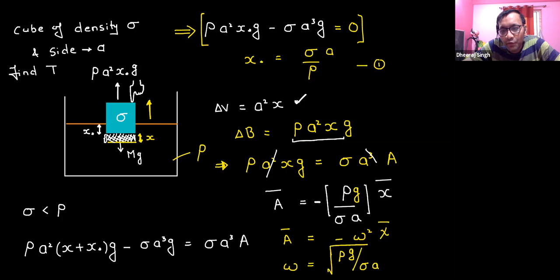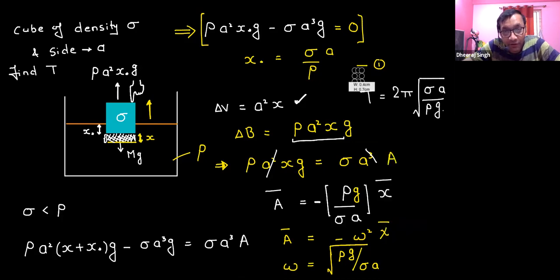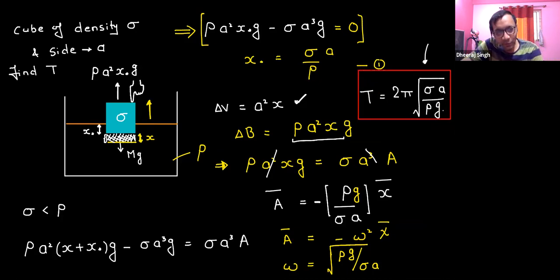Time period is 2 pi by omega root over sigma a by rho g. Okay, this is the way you solve this, and this is from your textbook unsolved problem NCERT. The last question is this only, which we have solved. Don't think that this is advanced level or whatever it is. This is school level.